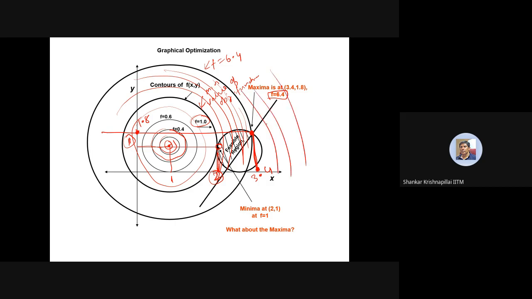You can have contours like this also, f equal to 7, 8, 9. These are all large objective function values, but unfortunately they are not touching our feasible region. So these objective function values are not acceptable to us since they don't touch the feasible region.